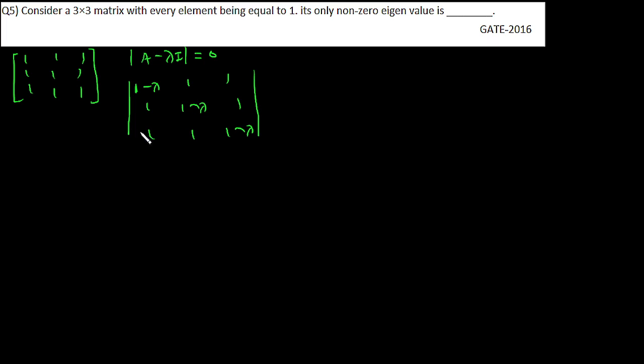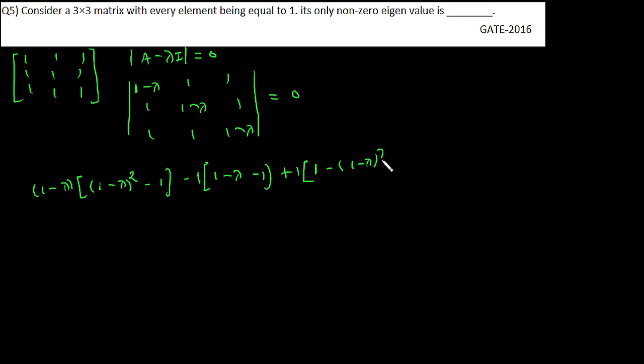Now find the determinant of this 3 cross 3. Let's do (1 minus lambda) into this (1 minus lambda) multiplied with this, so (1 minus lambda) square. Minus 1 in the second element, we multiply this element with this, so (1 minus lambda) minus 1. Plus, in the last element, we have 1 minus multiplication of both, so 1 minus (1 minus lambda), and we have to equate it to 0.